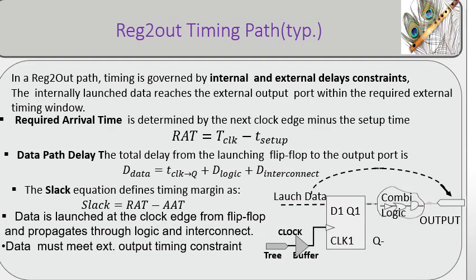The sequence of steps in a reg-to-out timing path operation is as below. The clock signal travels through the clock tree and clock buffers, and the clock edge triggers the flip-flop. The launched data propagates through the flip-flop, combinational logic, interconnect, and external load, and reaches the output. At the output pin, the arrival time equals the sum of all path delays from the clock edge. The required arrival time is set by the clock period minus the setup time. Slack is the difference between required and actual arrival times and indicates the margin or violation. Positive slack means timing meets the requirement, negative slack flags a reg-to-out failure.